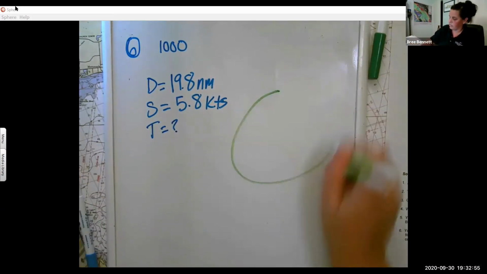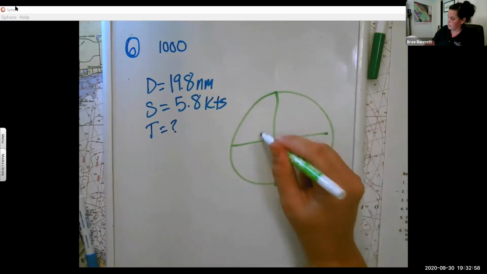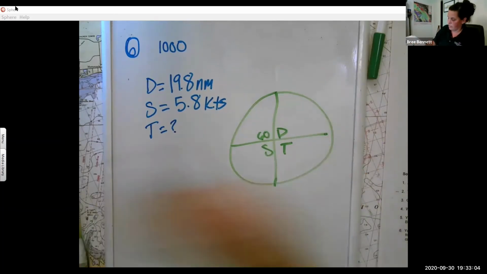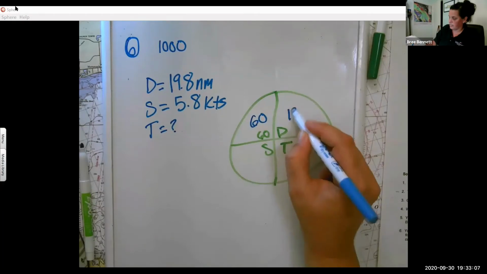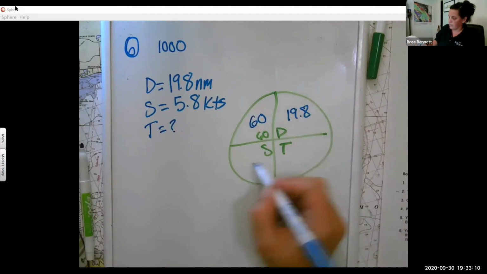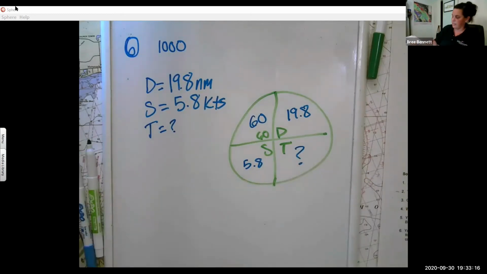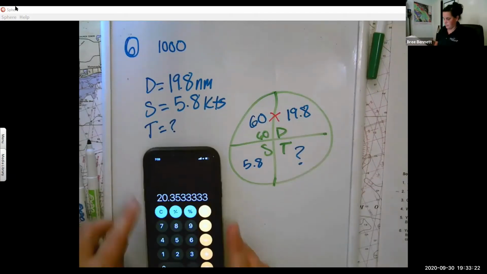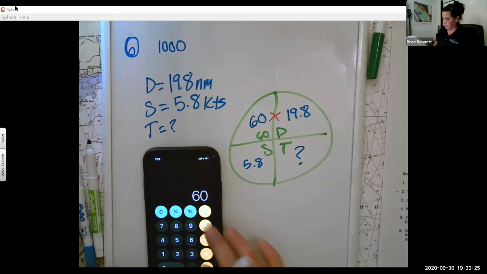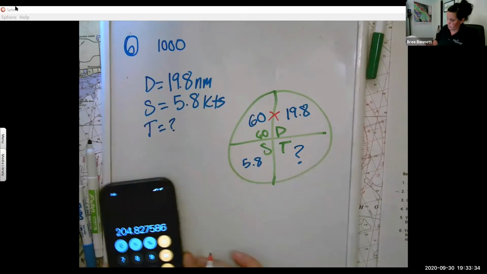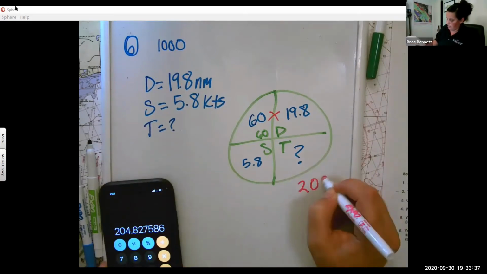I haven't been doing magic circle, so I'll do that one here. 60 DST. So we have 60, our distance is 19.8, our speed is 5.8, and our time is our question mark. So we multiply 60 times 19.8 divided by 5.8 gives us, we're going to call it 205 minutes.